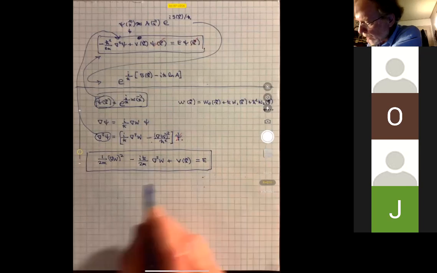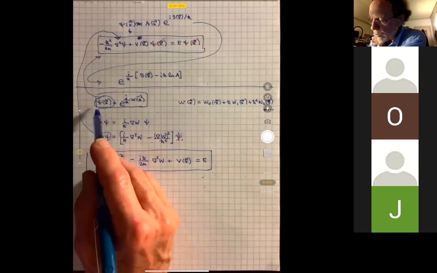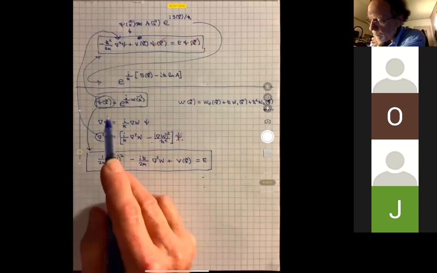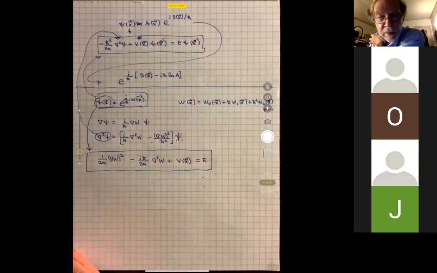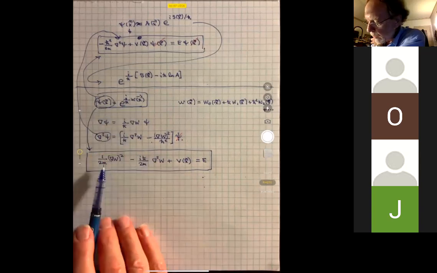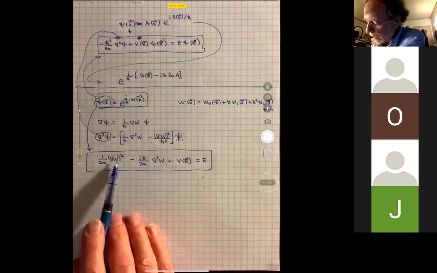Now, this is an exact result. We didn't make any approximations. It's just transforming the Schrodinger equation from psi to the log of psi. This is a nonlinear transformation. So now the nice linear Schrodinger equation has become nonlinear because the del W is squared.